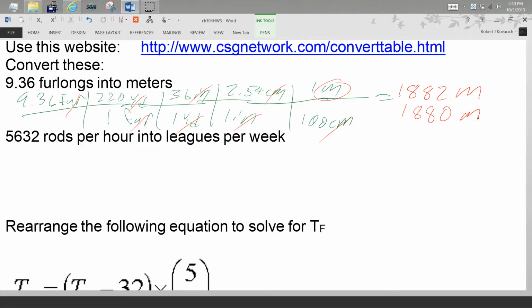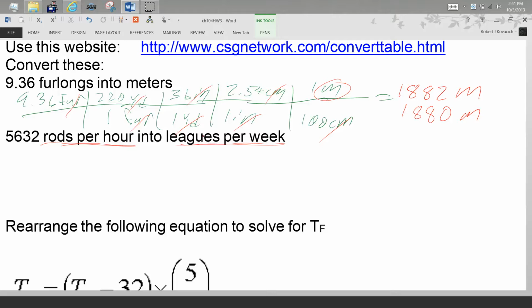All right, so we're going to go rods, hours, leagues, week. What kind of unit is this one and this one? They're very stupid speed units, right? It's a distance divided by time, both of them are, so it's a speed unit, but it's nothing anybody would use. Leagues, do we know where this is used?